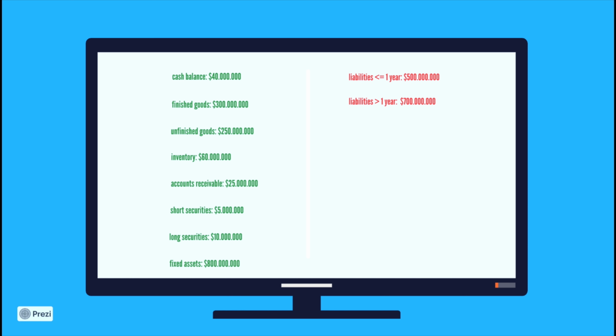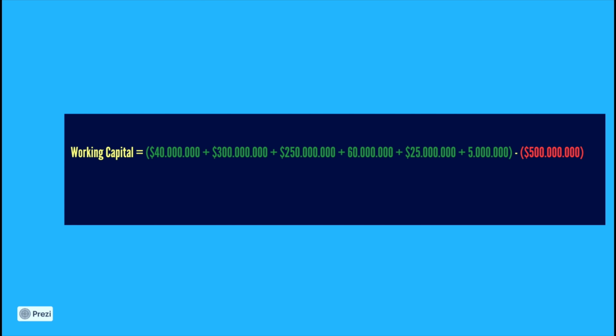First, we need to calculate the current assets by adding the following items. The cash balance of $40 million, the finished goods of $300 million, the unfinished goods of $250 million, the inventory of $60 million, the accounts receivable of $25 million, and the short-term securities of $5 million. The long-term securities and fixed assets are not part of the current assets and are therefore not included.